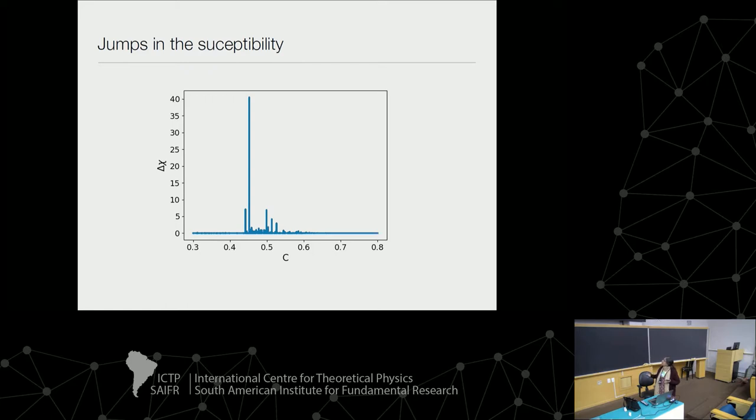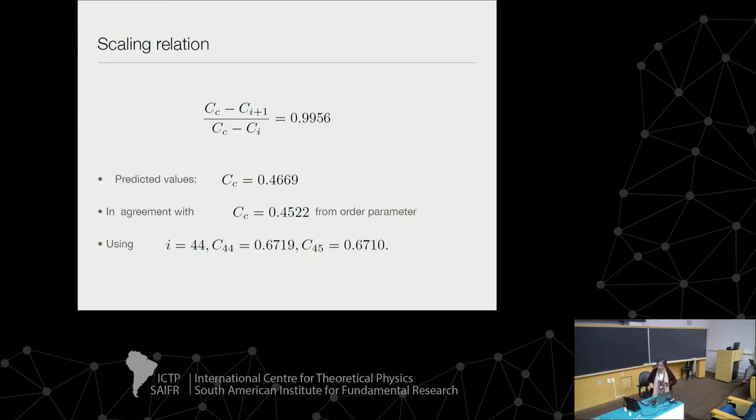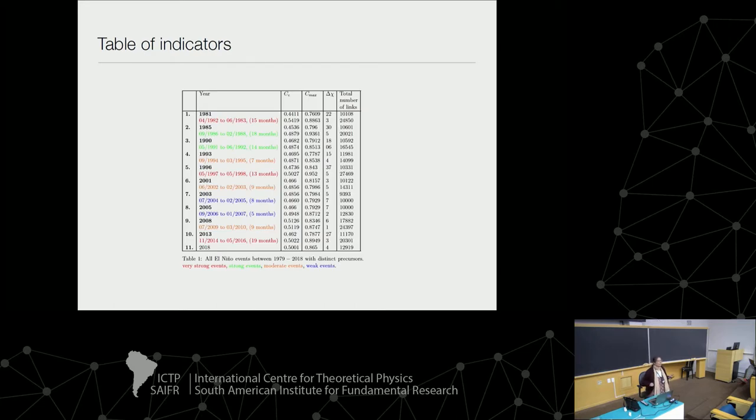So here are the jumps in the susceptibility, delta chi, and this is the cross correlation, this is the C value, and you can see that there is a series of jumps. Here is the scaling relation. Essentially it looks like what we saw earlier. From here, we can again predict the C sub C, which is 0.4669. And we can also compare it with what was obtained from the order parameter. And there is reasonable equivalence. But remember now, we are no longer working with a model. This is real data. So what is this here?